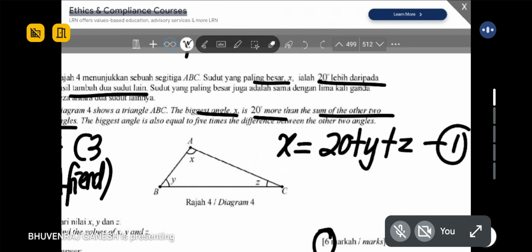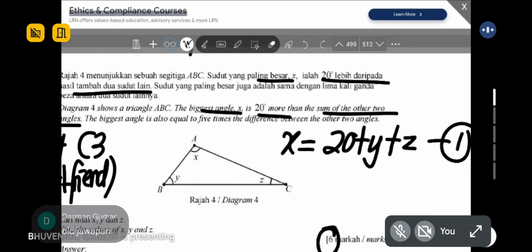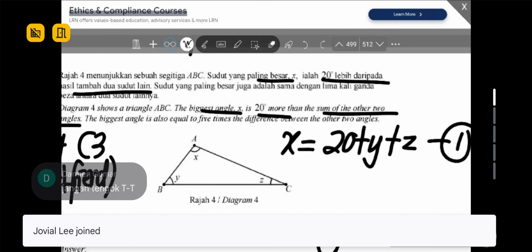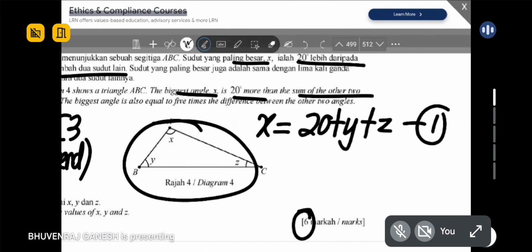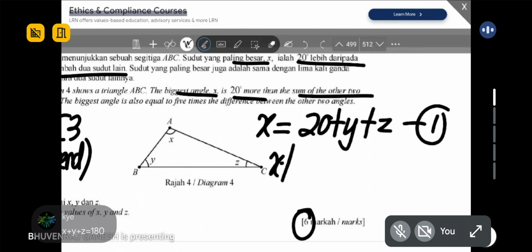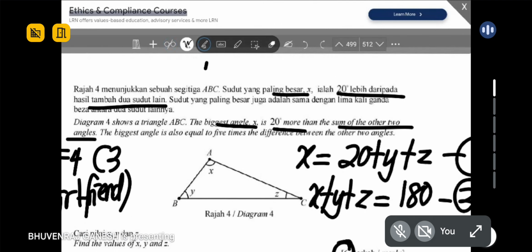Okay? All right. So second equation, what else can you guys think of? Okay, so 20x plus y plus z equal to 180. How come got 20 there? May I know? Oh, already. Never mind. Okay, so for the second one, you just see the triangle, guys. Yes, the total angle in a triangle must be 180. Correct. Okay, so you just equal to 180. Second equation. So now you need one more. Satu lagi.